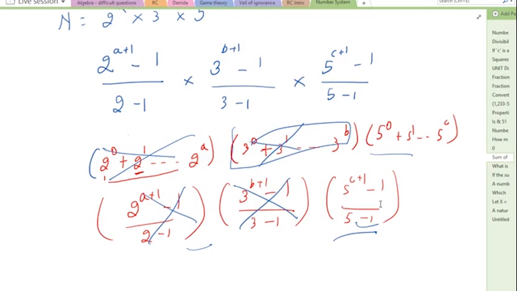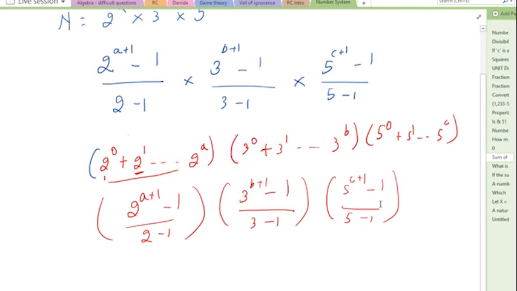If the question asks only for those factors which are divisible by 4, how will you find the sum of only those factors? In which case 2 to the power 0 and 1 don't work. It needs to have 2 to the power 2 and above, right? You don't want any power which is just 2 to the power 0 or 2 to the power 1. So the first sum you will start from 2 to the power 2.